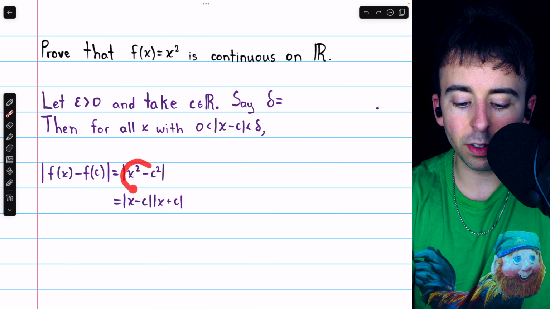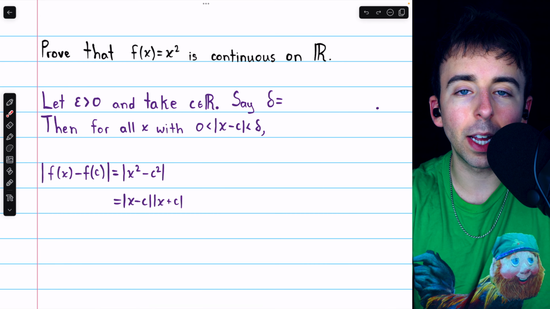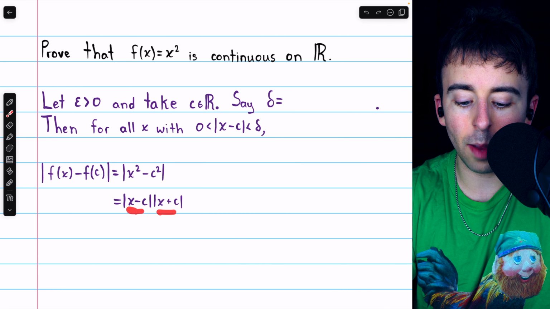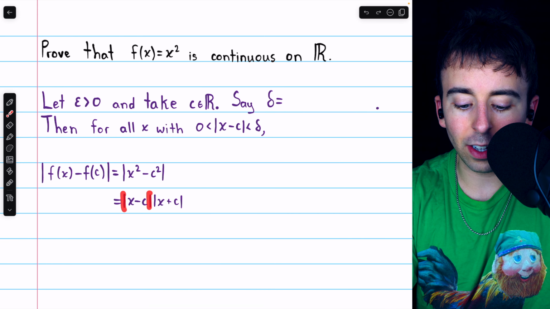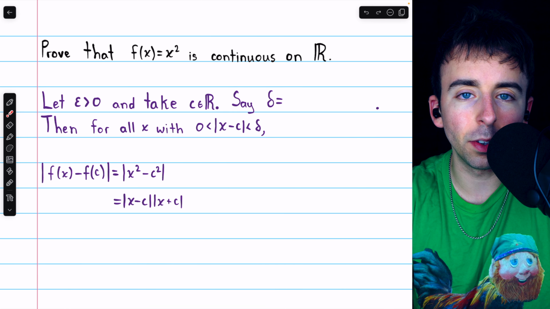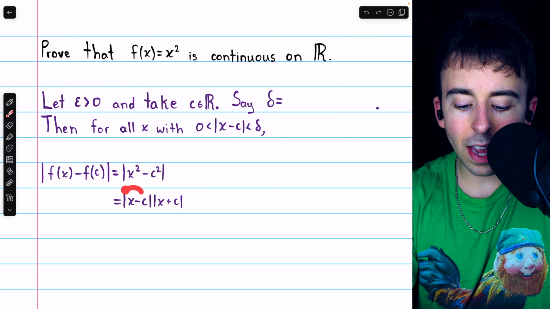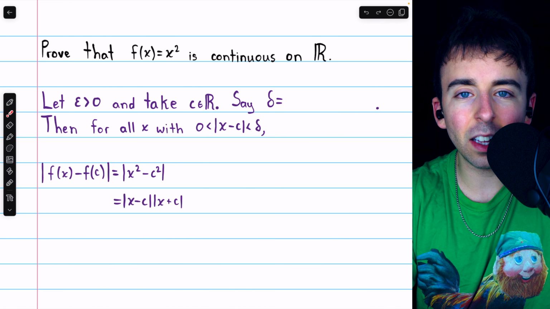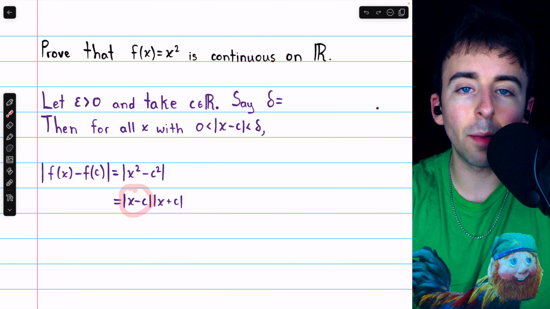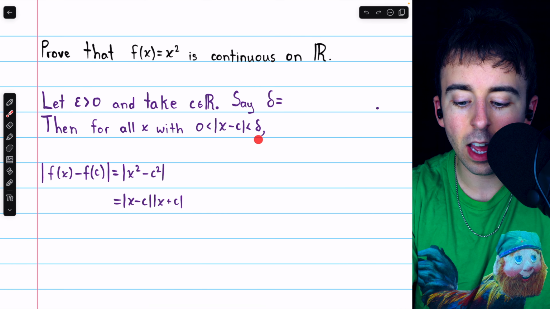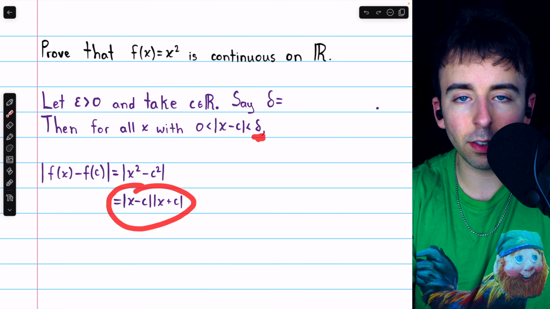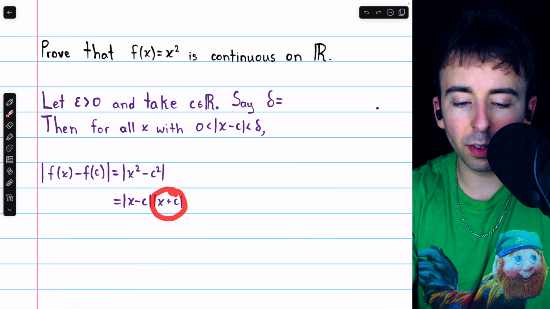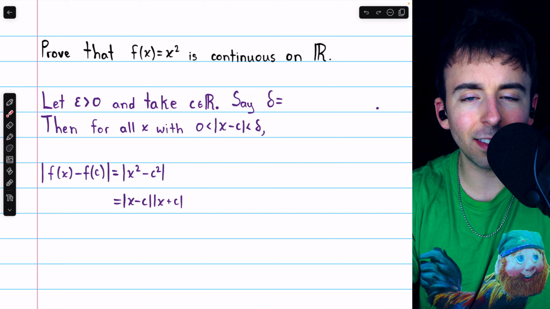So we have the difference of squares, x squared minus c squared, and we can factor that into x minus c times x plus c, where each factor still has to be in absolute value bars. Now, the absolute value of x minus c, we know, is less than delta. So we can replace the absolute value of x minus c with delta to make this expression bigger. Now, how are we going to control the absolute value of x plus c?